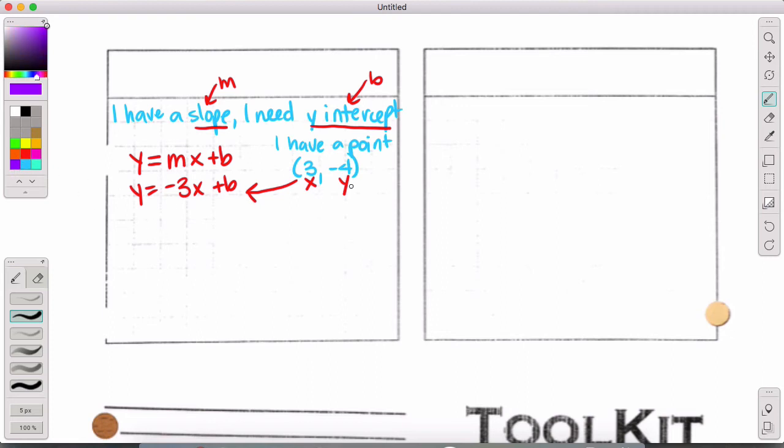So y is negative 4. So I'm going to put a blank here. Negative 3, and then x is 3. I know this is a solution to this equation, therefore by substituting it into my equation, it would eliminate all the variables except for b. So now if I know my x, it is 3, and I know my y, it is negative 4, the only unknown I have left is b. So now I can find out what b is. So I've got negative 4 equals negative 9 plus b.